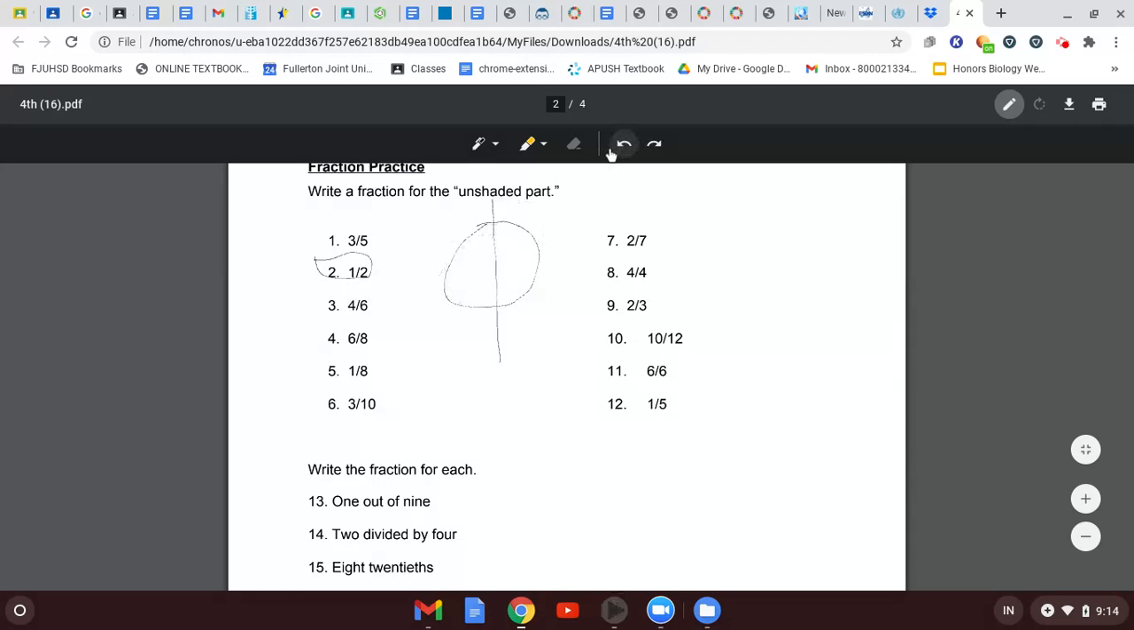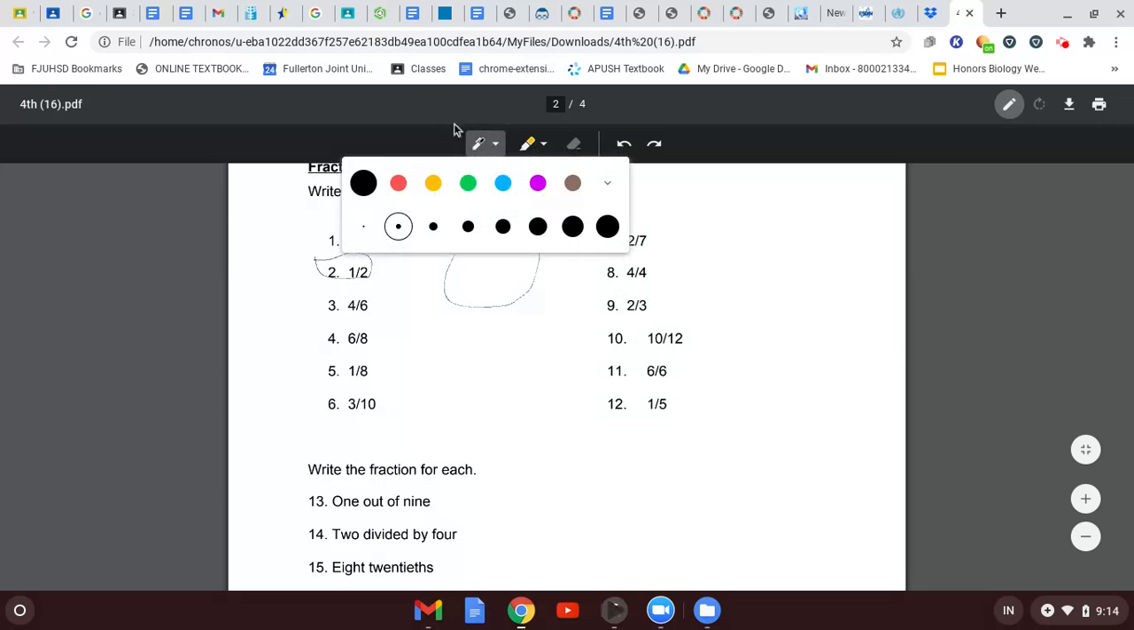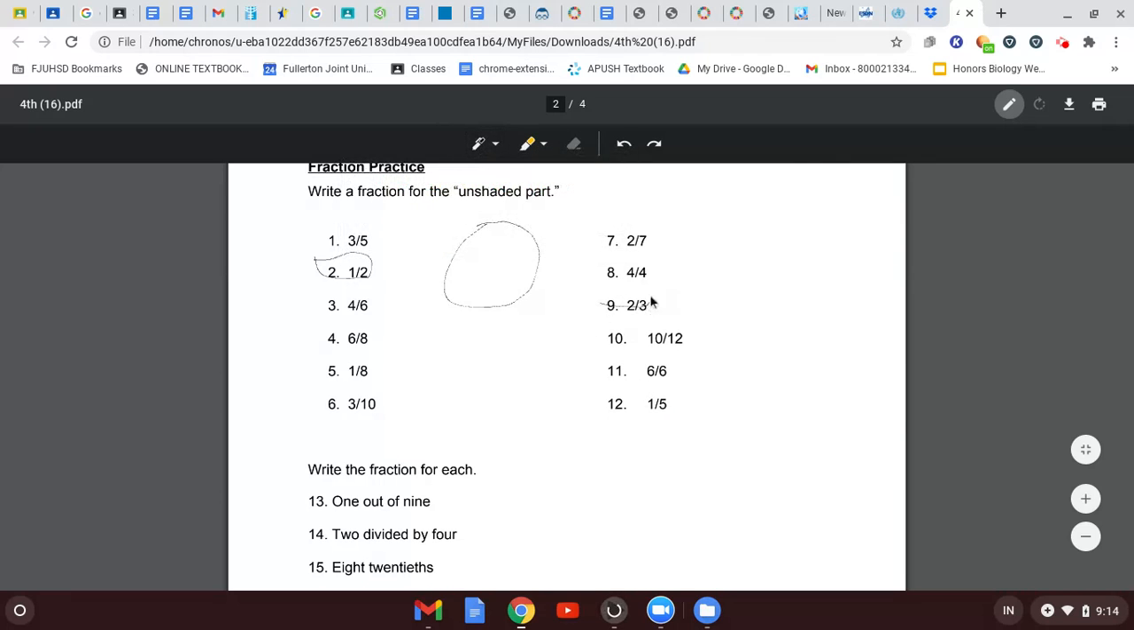Let's try doing something else. Let's try doing number 9. Number 9 is 2/3. This is a circle cut into 3 parts. 1, 2, 3. 3 equal parts.